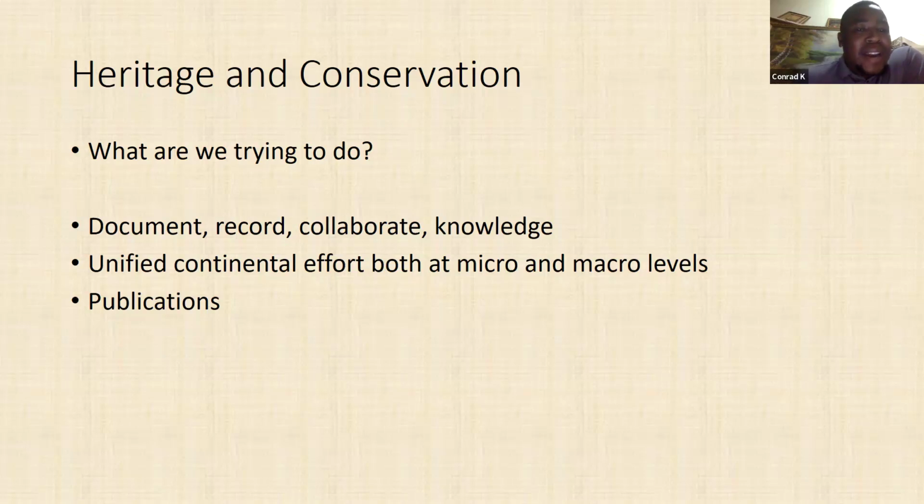And then there has to be a unified continental effort, both at the micro level, meaning back home, where we need to build the capacity for people, not just communities which enjoy or interact with the heritage, but for people to document, record, collaborate and share this knowledge in the naming, in the music, in the song, in the food, in the culture, in the people and their way of living, and celebrate that heritage, not just for purposes of tourism, but for the virtue of preserving and protecting that knowledge.